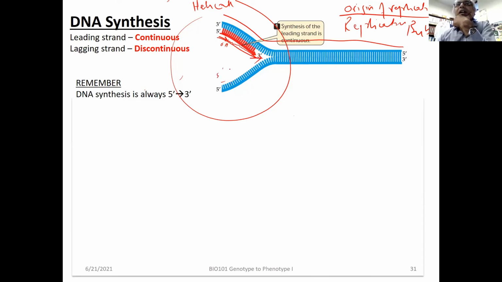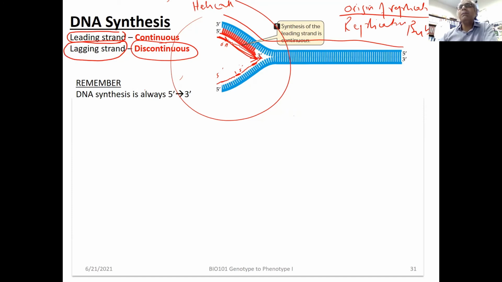You cannot synthesize 5 to 3 here. So this strand, which is being synthesized continuously, we call the leading strand. But the opposite strand, the anti-parallel strand, we cannot synthesize continuously. So we replicate this in bits and pieces. RNA primase adds a tiny primer here. It is 5 to 3, and DNA polymerase comes and extends it. More DNA unwinds, RNA primase comes here, adds an RNA primer, and then extension happens, DNA synthesis happens. So this DNA is called the discontinuous or lagging strand.